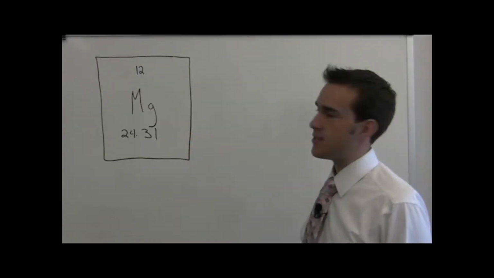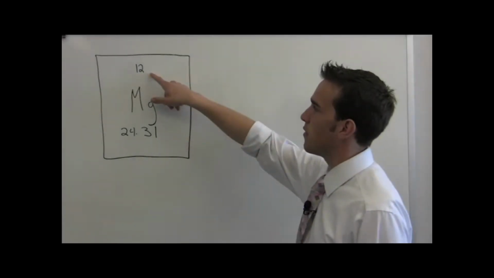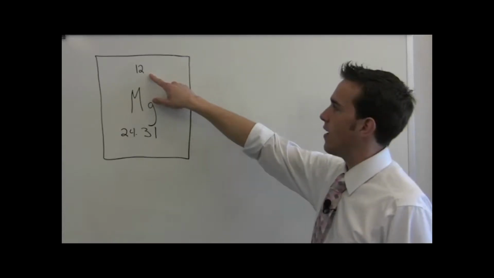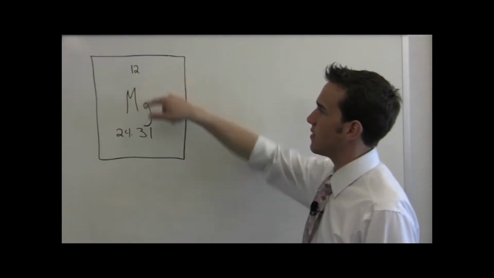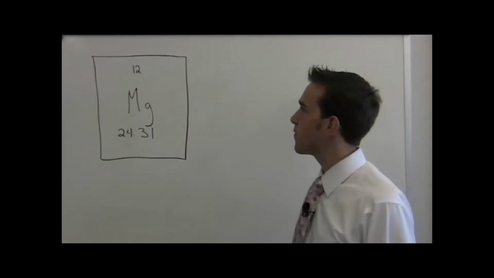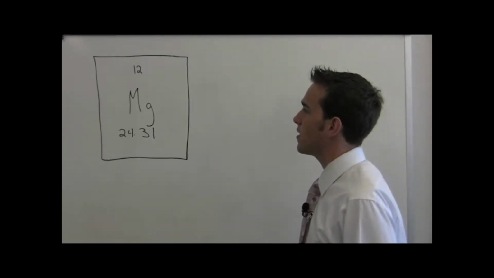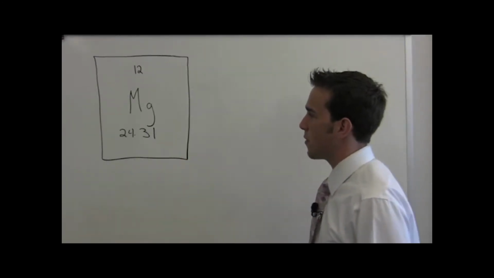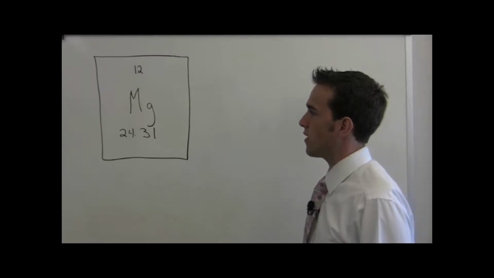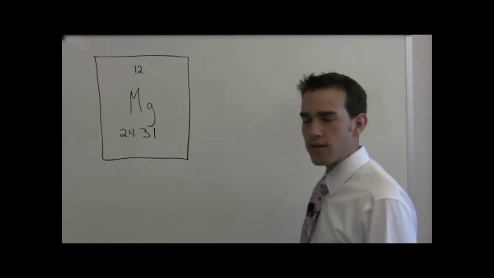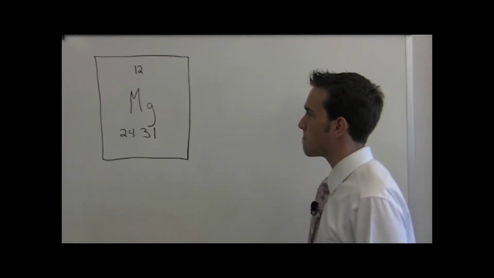Mg stands for magnesium. This number above is the atomic number, and here it designates the number of protons in the atom. Magnesium has 12 protons, and this third number is the atomic mass. Magnesium has an atomic mass of 24.31.